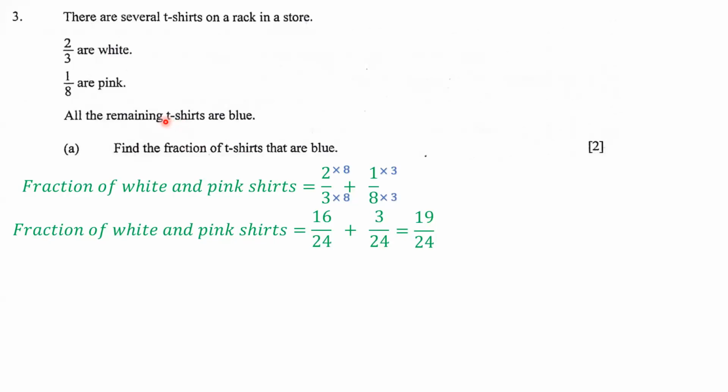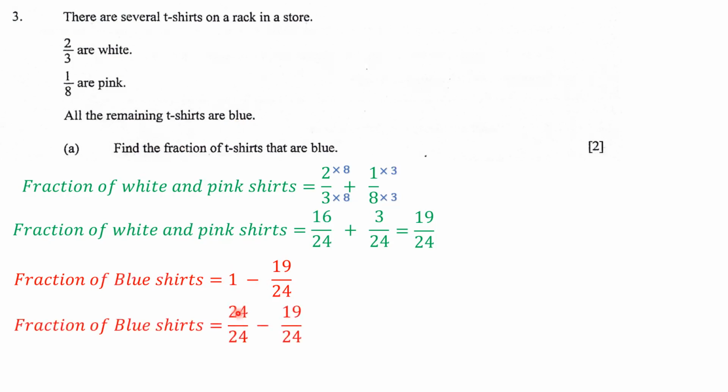Now to find the fraction of blue, we need to subtract 19 over 24 from 1. We could write 1 as 24 over 24, because that's a whole, right? So 24 over 24 minus 19 over 24 is going to give us the amount of blue shirts that are left. When we subtract 24 minus 19, we get 5. And notice that the denominators just stay the same.